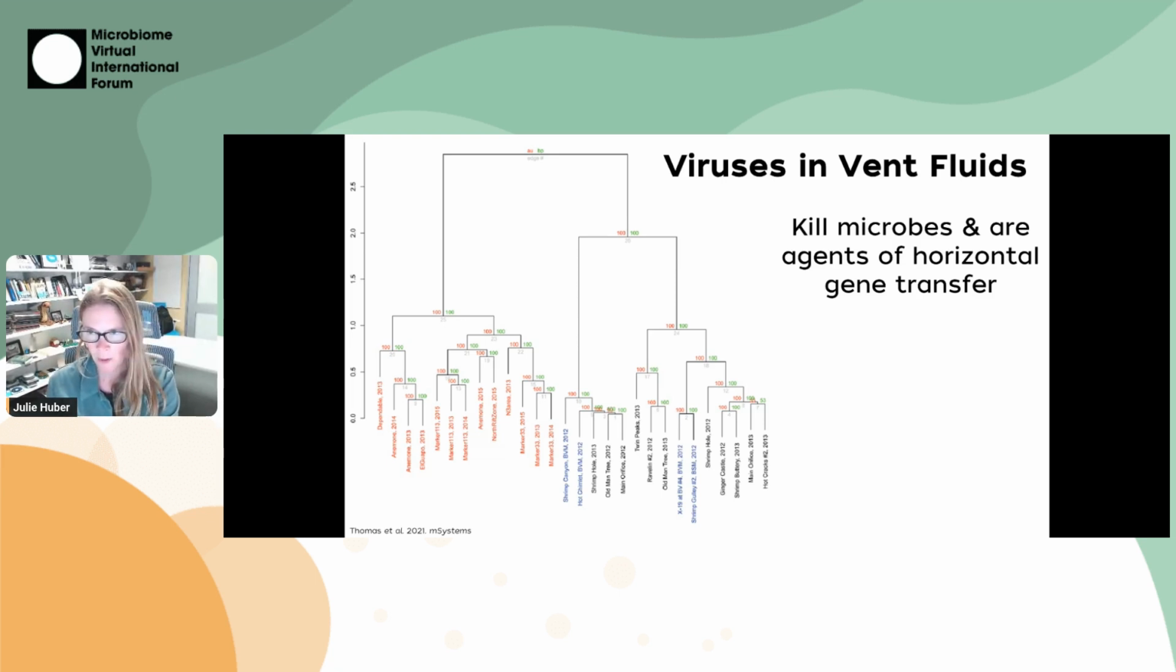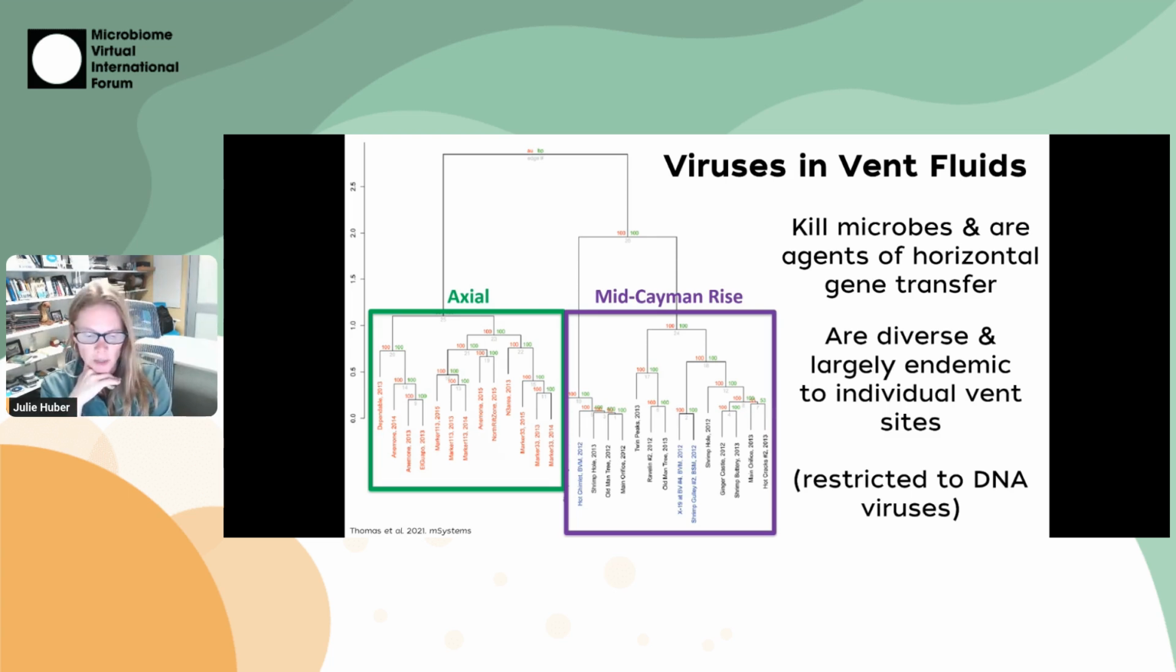We know that viruses kill microbes. They're also really important agents of horizontal gene transfer. And we found very clearly that these viruses are incredibly diverse, and similar to what we saw in the previous slide with the eukaryotes, and also what we see with our prokaryotes, they're largely endemic to these individual vent sites. And again, this is just the DNA viruses collected in a metagenome. So this isn't a true virome, which is something where we and many others are working on as well.